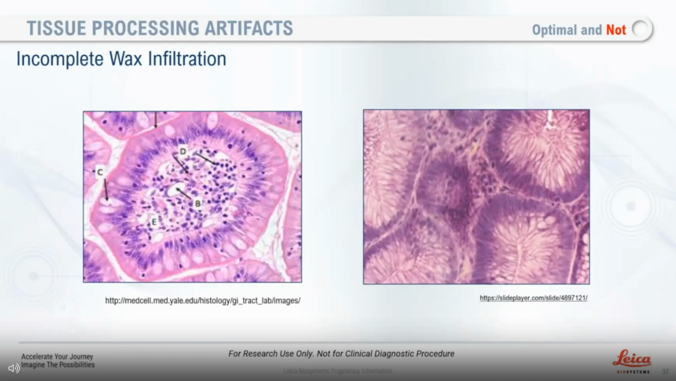Again, here's that great section of bowel, just to show you the contrast of a section on the right that shows incomplete wax infiltration. You can see the section is murky, not well defined, and looks familiar to previous slides I've shown you. Again, you can have this appearance on the right, but have several root causes.